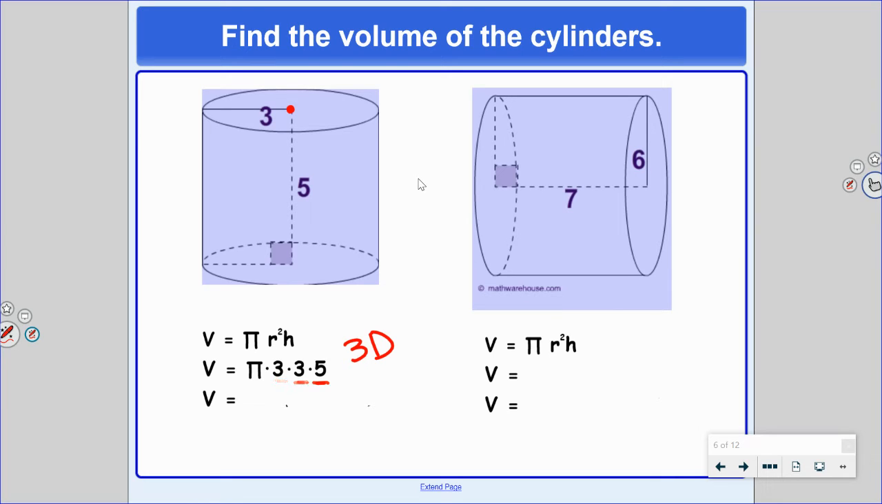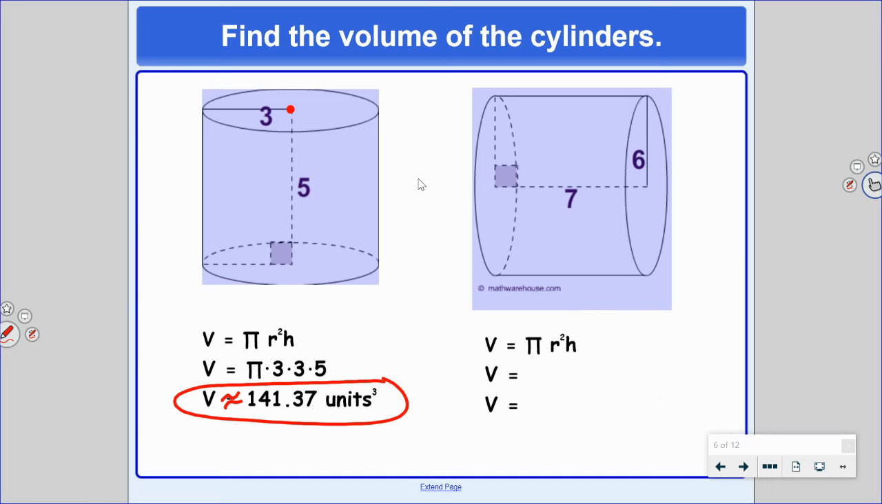Grabbing your calculator, multiplying pi times 3 times 3 times 5, rounding it to the nearest hundredths place. There is no feet or centimeters, so we'll just call that cubic units for a final answer of approximately 141 and 37 hundredths. Onward to number 2, example 2.